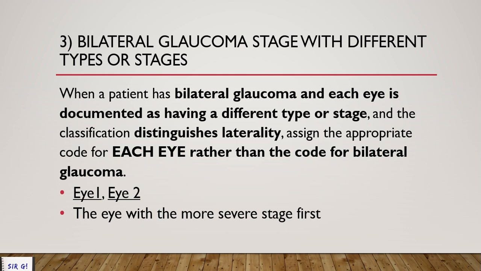What if the same type and different stage? Even if they have the same type but different stage, you still need to code them separately. What if different type and same stage? Still code them separately. Any of those that is different type or stage, code them separately. Now, what should I code first? The higher one or the severe one? The more severe one should be coded first. Okay?